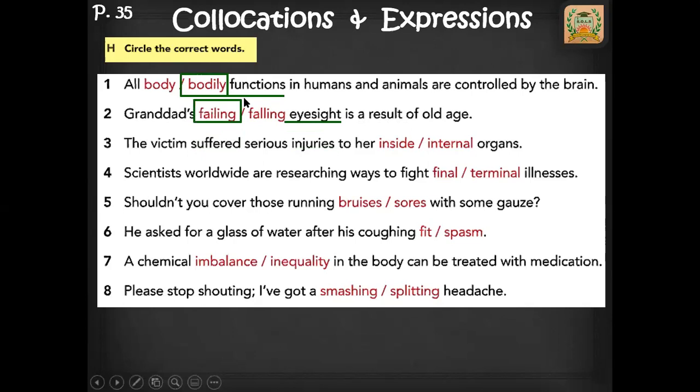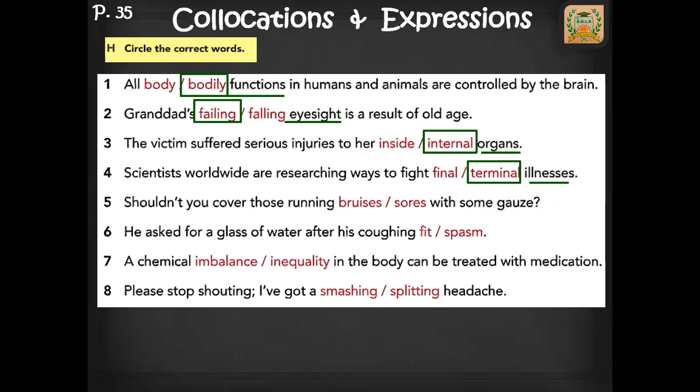Circle this word and underline this word, because they go together. The victim suffered serious injuries to her inside organs or internal organs. Of course, internal organs. Number four, scientists worldwide are researching ways to fight final illnesses or terminal illnesses. Terminal illnesses.